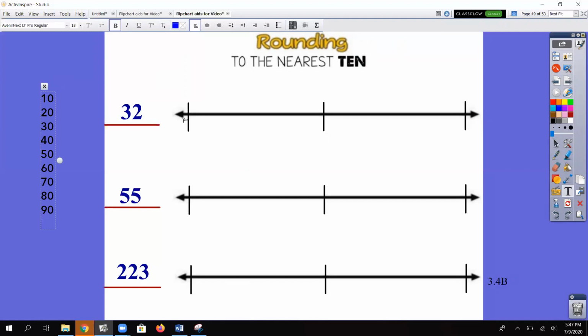Okay, that would be between 30, so that would be one of your boundary numbers. And your other one is 40. So that's your other boundary number. So 32 would be between here, between 30 and 40. It's somewhere in between there. And our job is to find out where and where it rounds to. It's okay to stop and write down your tens right here. That's a strategy you can use.